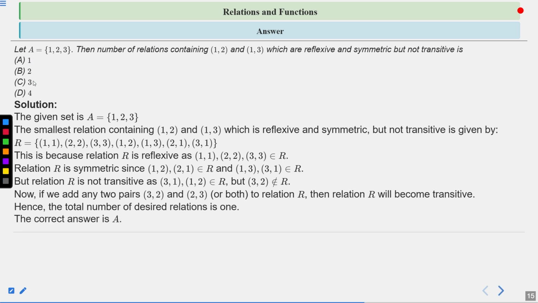The correct answer is option A, 1. There must be only one relation. Okay, let us move to the next question.